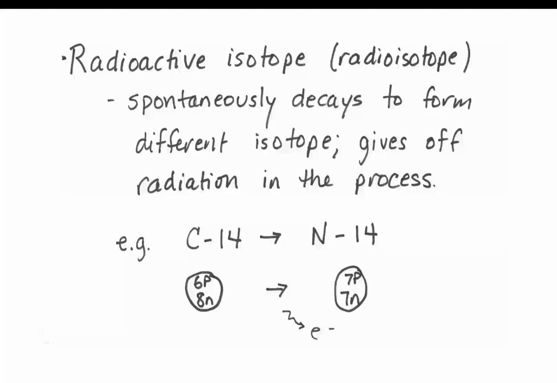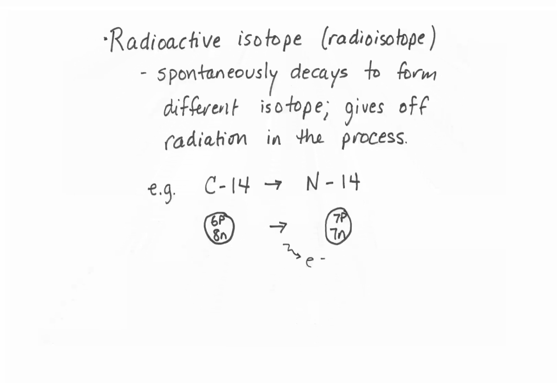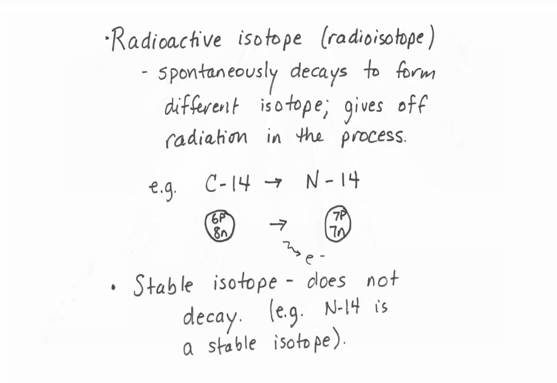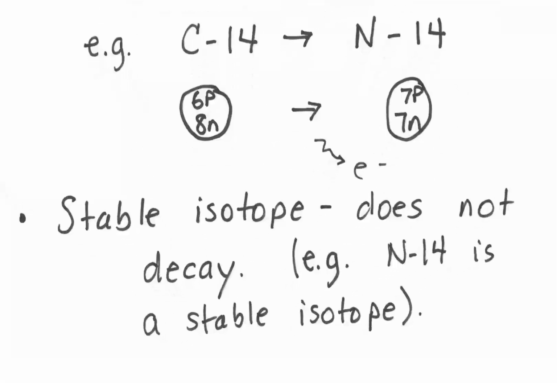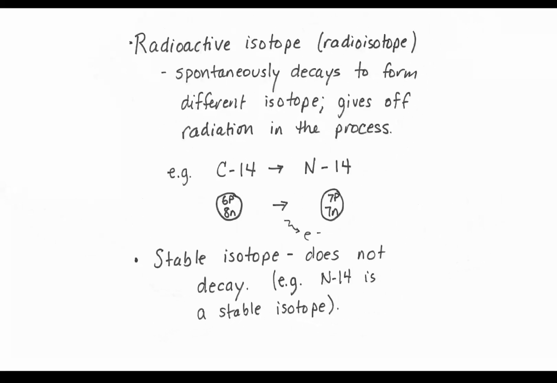And what we have as a result of the decay is a new isotope that has 7 protons and 7 neutrons in the nucleus. If it has 7 protons, it's got to be nitrogen, and 7 plus 7 is 14. So that's nitrogen-14. Of course, not all isotopes are radioactive. The nitrogen-14 that forms when carbon-14 radioactively decays is not radioactive. It's a stable isotope. So stable isotopes do not undergo that decay process.